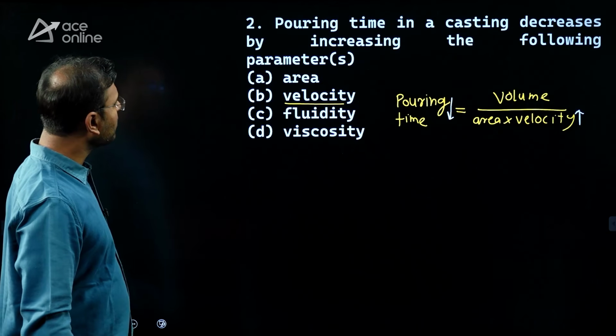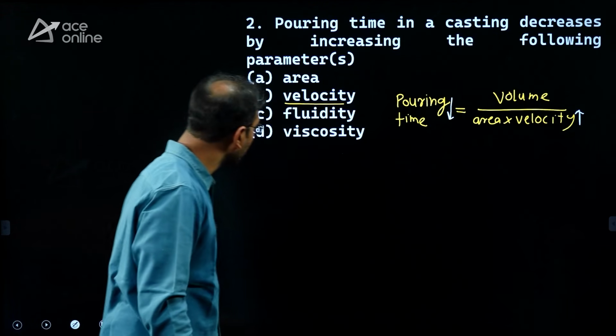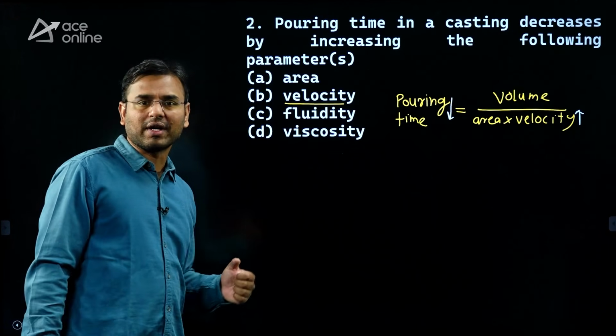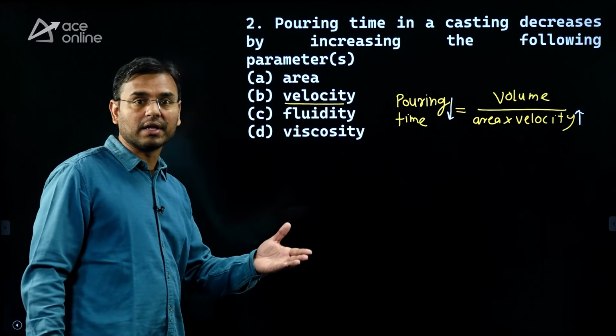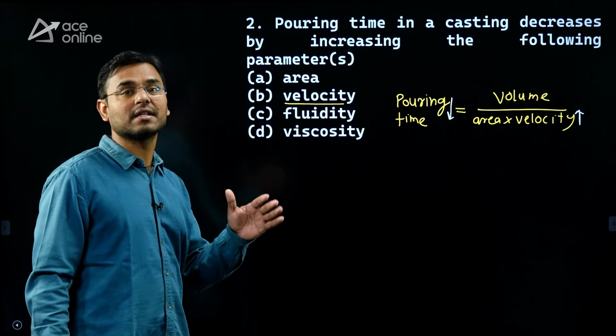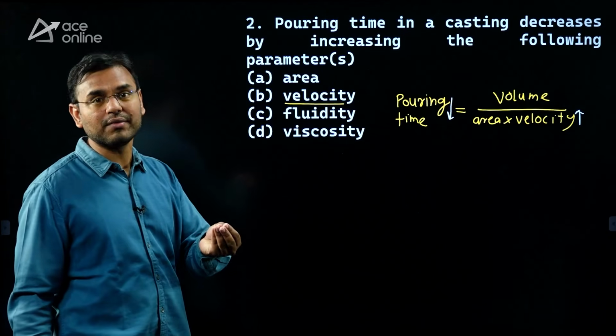Next guys, what about the fluidity? What do you think about the fluidity here? Guys, just see, fluidity means what? Fluidity means the fluid can flow very fast. Which are the fluids? Liquids and gases are the fluids. Here which fluid are we using in the casting chapter? The liquid metal we are using.